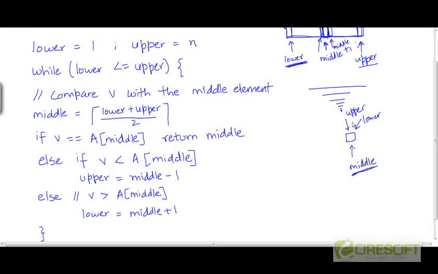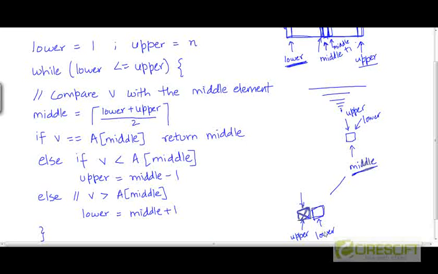Otherwise, if v is less than the middle element, we are going to change upper to middle minus 1. So lower will continue to point here and upper will point to the element to the left of lower. Now this of course is outside the boundary of our subproblem.